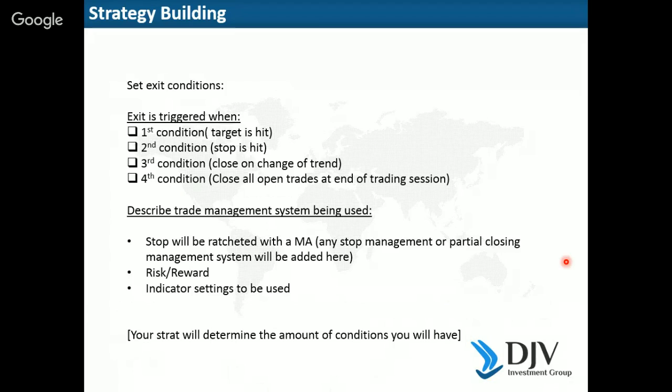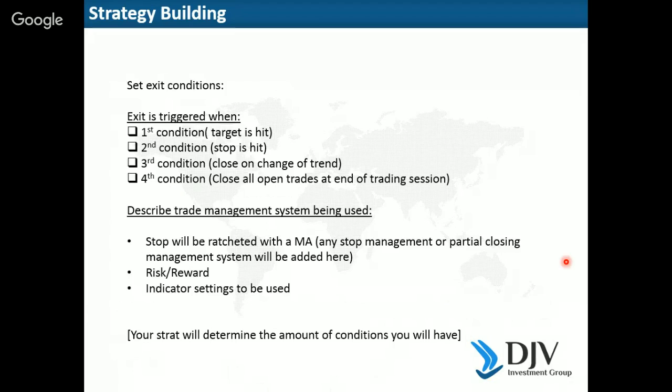So you will only start with two exit conditions always. You start with a target and the stop being your first two conditions. The rest only comes on as an addition once you start with your backtesting and you've done your first backtest. Okay.